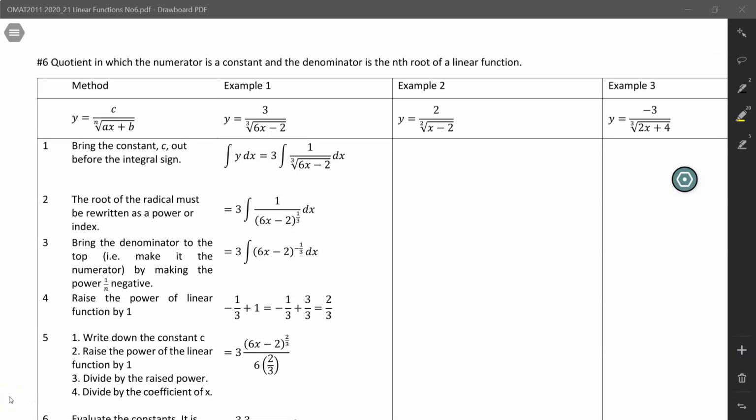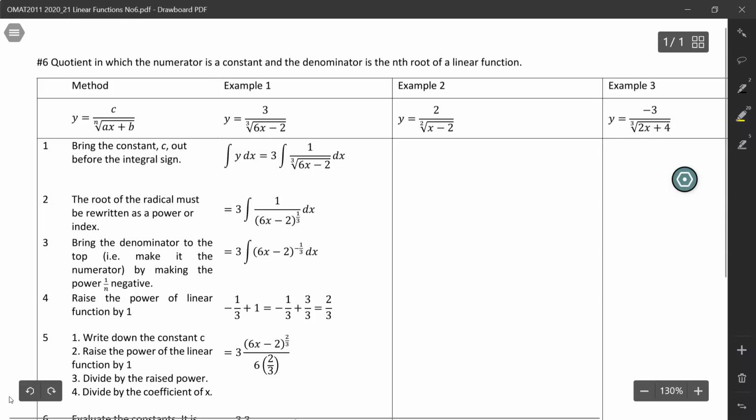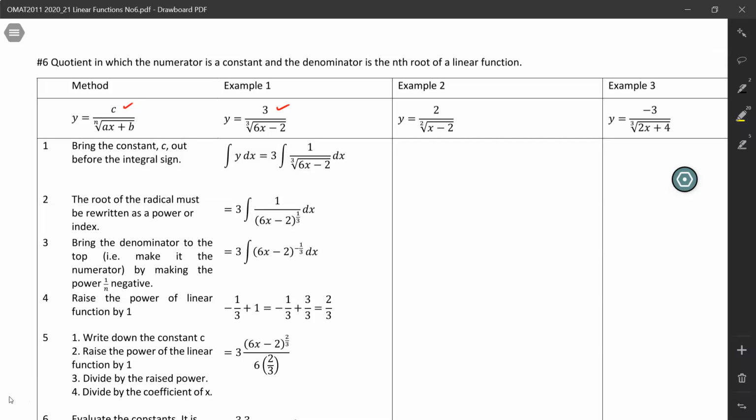Hello, in this video we look at the method to integrate a function of a linear function. In this case, the numerator is a constant, which we can see here, the constant c, or in this example it's 3, and the denominator is the nth root of a linear function. So the general formula is here. In our particular example, we're looking at the cube root of 6x minus 2.